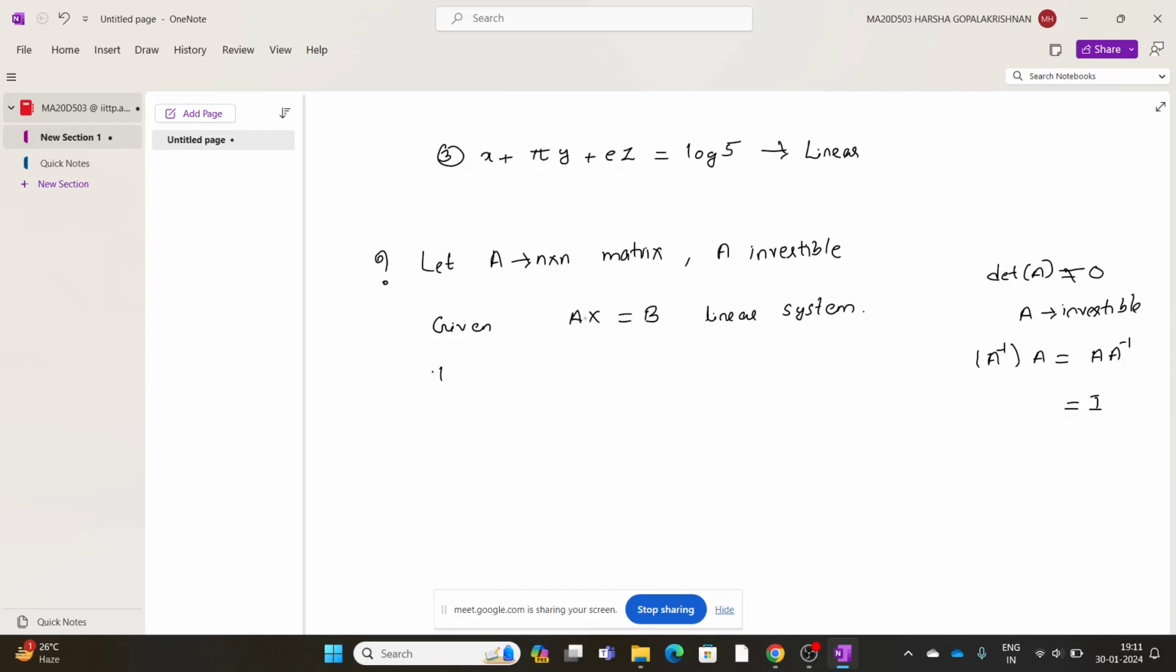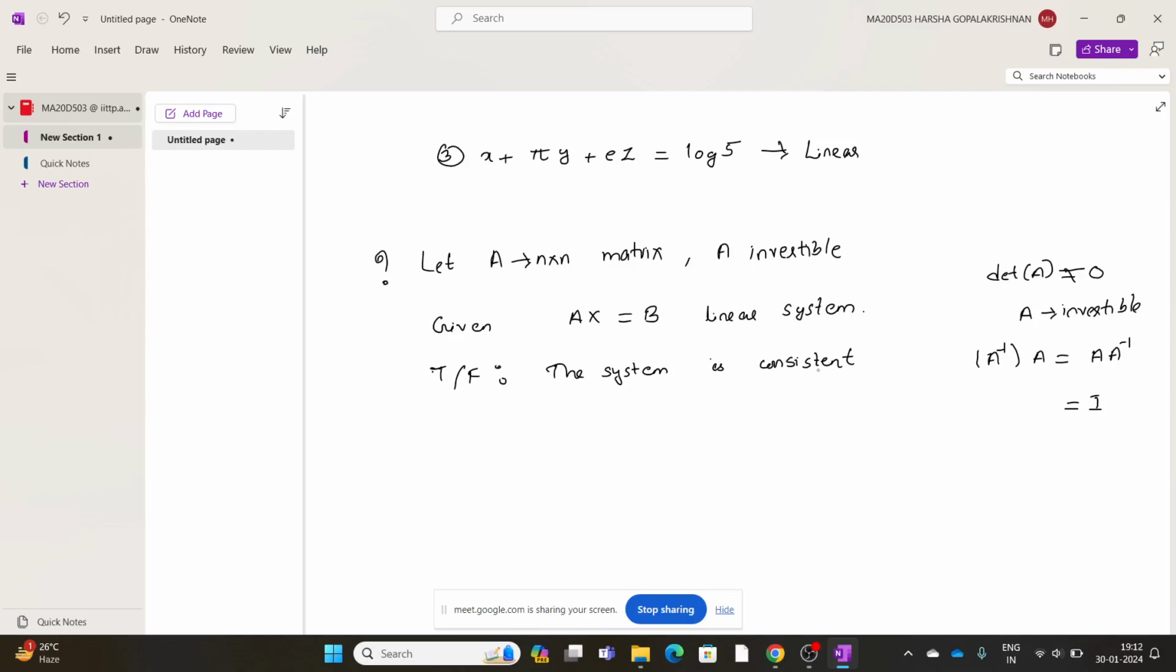Now this is a linear system. So we need to check whether it is true or false. The question is: the system is consistent. Do you know what is the meaning of consistent? The system has a solution. Consistent means the system has a solution. It can be either a unique solution or infinite solutions.